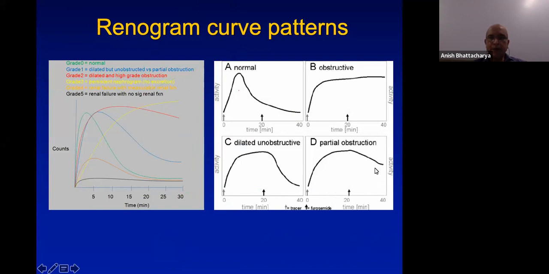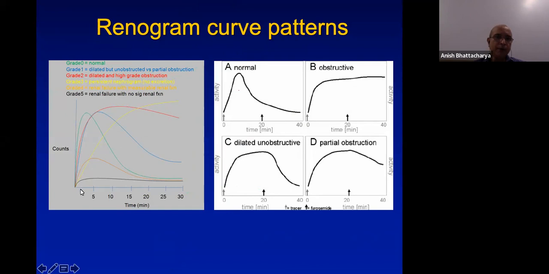And the indeterminate curves, which you see reported as partial obstruction, where the curve is neither coming down as in the A part, nor is it staying up as a plateau, but it kind of starts coming down. Now I'll just show you what we do with these.